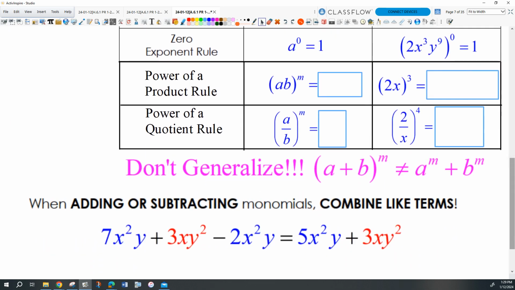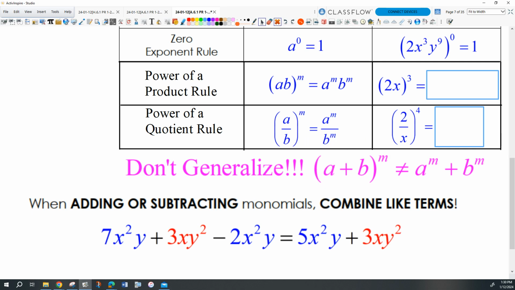Okay, and then our power of a product rule. The quantity a times b to the m is a to the m times b to the m. We just distribute the exponent to both factors in that product. And then I can do the same thing for division, right? The quantity a divided by b to the m is a to the m over b to the m.